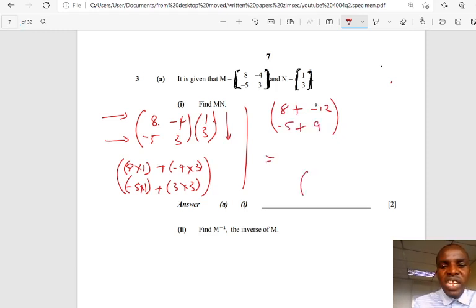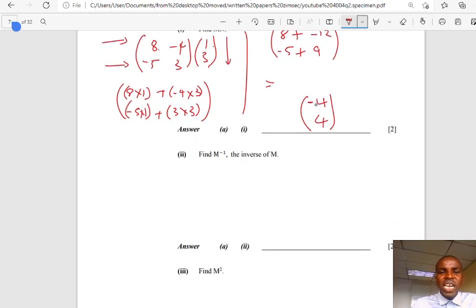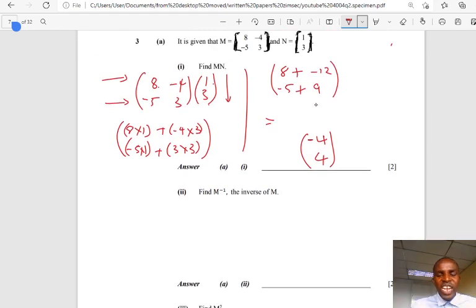Then simplify further. You get 8 plus minus 12 is 8 minus 12 is minus 4. Then minus 5 plus 9 is 4. Positive 4. You take the sign of the bigger number always. Then find M to the power minus 1. That's the inverse of M. So to find inverse, first you have to find determinant.